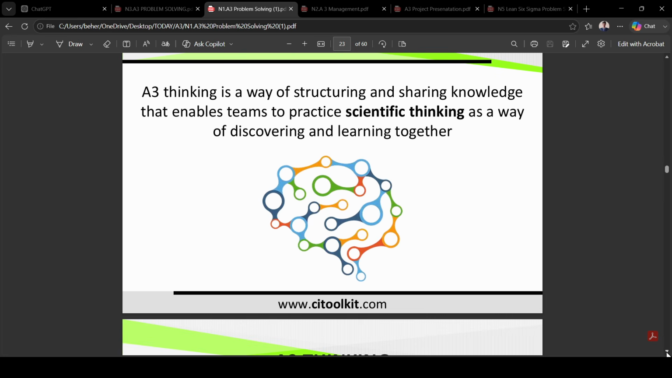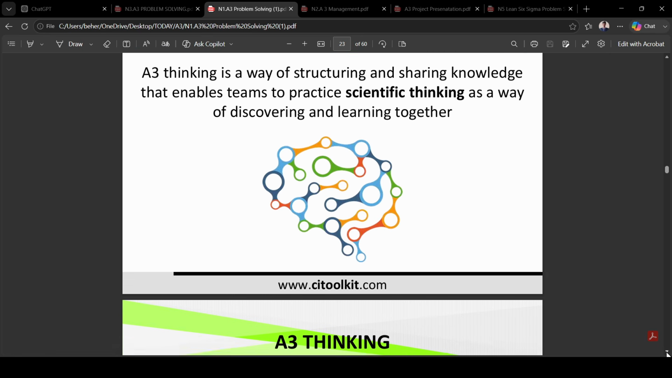A3 thinking is a way of structuring and sharing knowledge that enables teams to practice scientific thinking as their way of discovering and learning together.